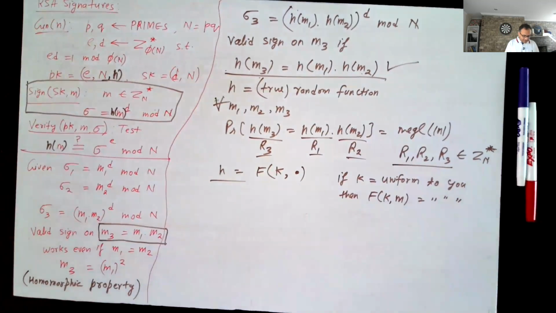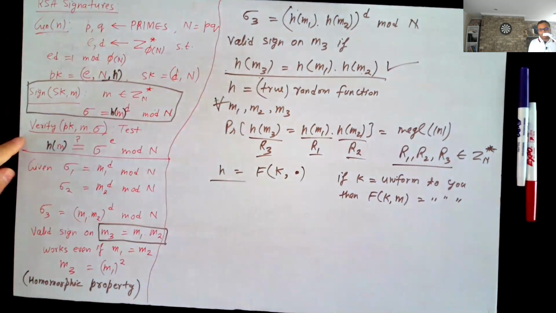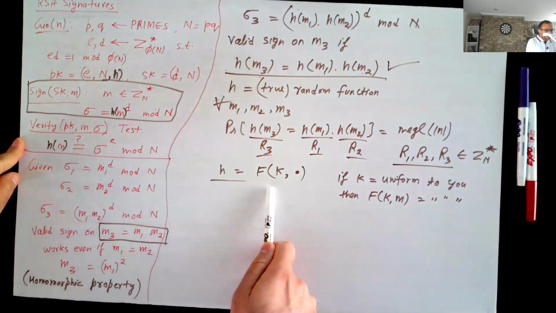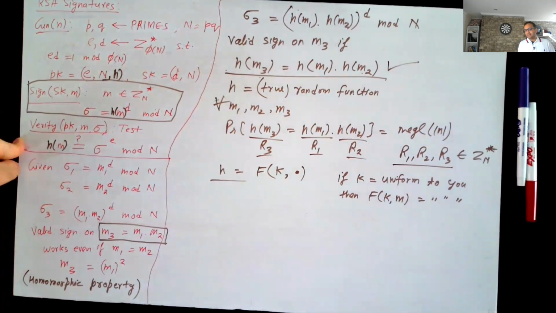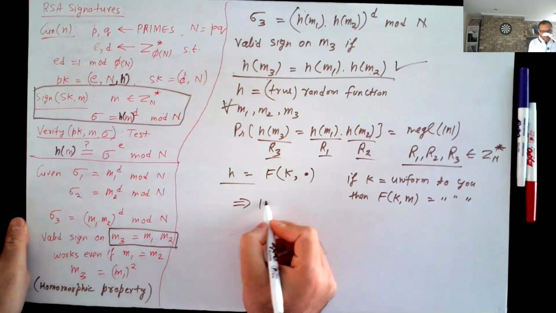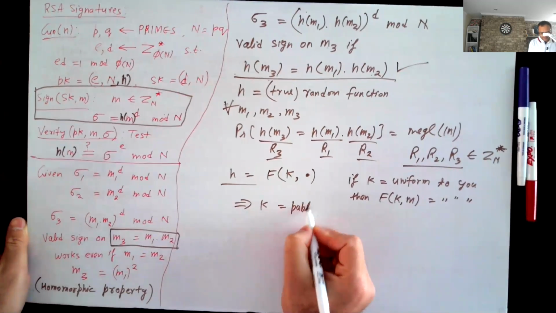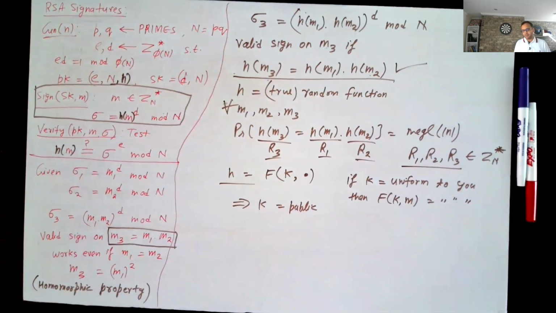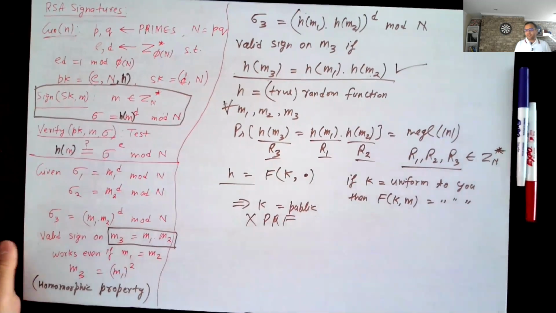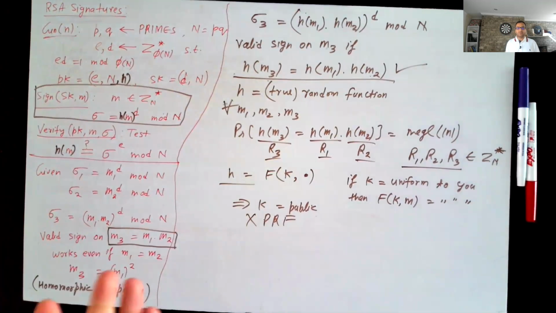But now the problem is we want our verification process to be public. If the verifier cannot evaluate the hash function or the PRF, then the verifier cannot verify the digital signature, right? So this means that K must be public. Now, if K is public, K is not uniform anymore. And then basically every security property of PRF, which we were relying on, sort of goes out of the window.